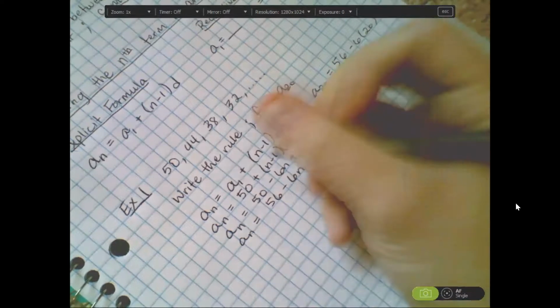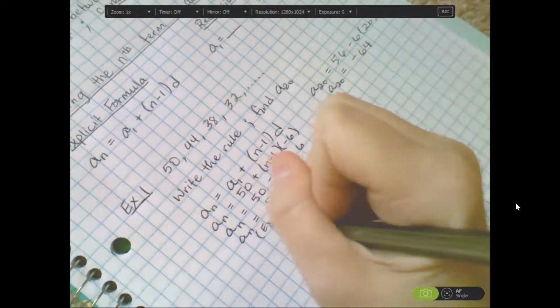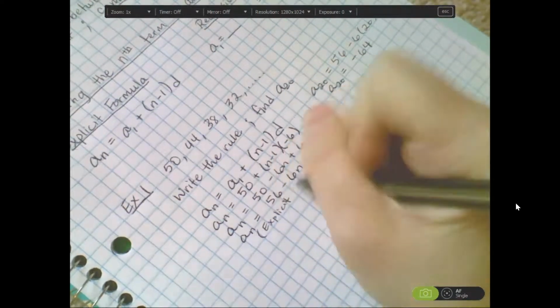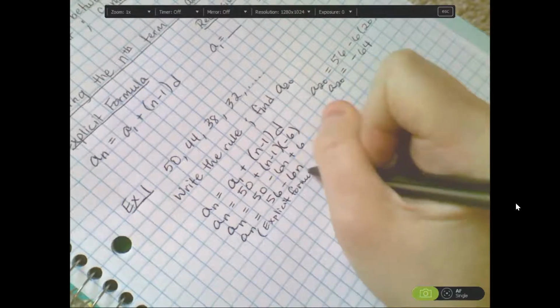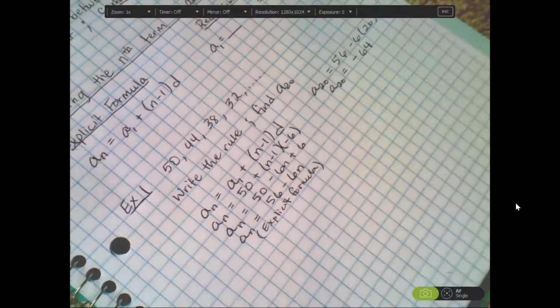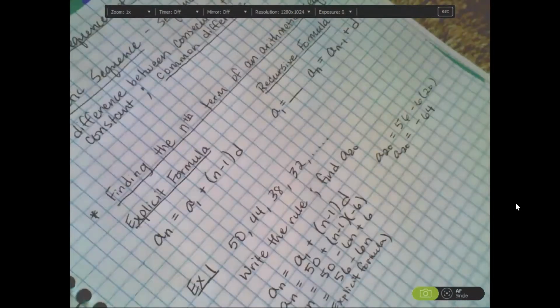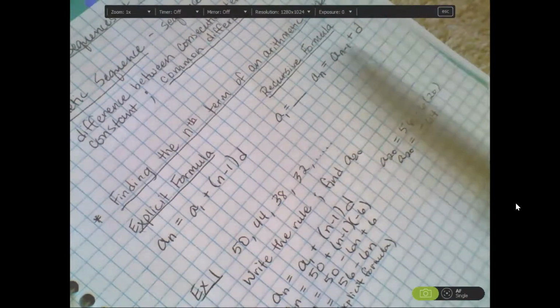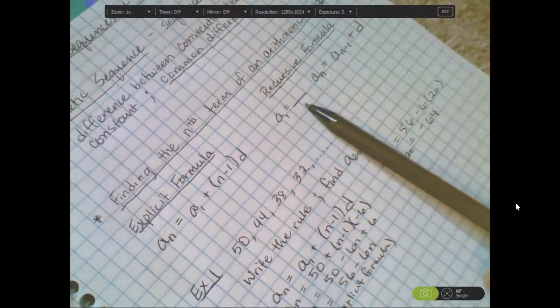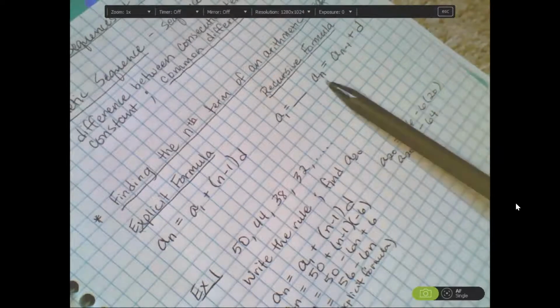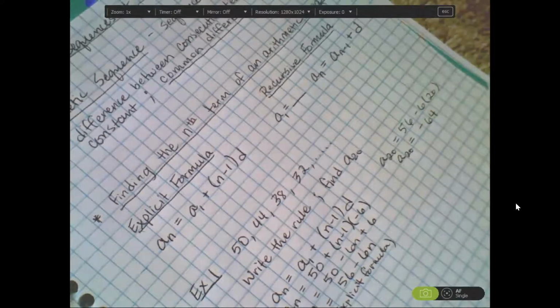So this was our explicit formula. Now, if I wanted to write this recursively, I could do that as well. If we slide back up here, we need two things to write the recursive formula. We need to state what the first term is, and then we need to state what we do to get to the next one.